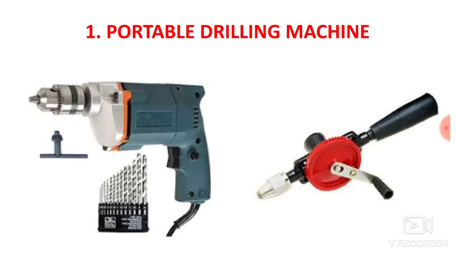The second image is nothing but a hand power drilling machine. So here you can see one handle. You have to rotate that handle so that the drill will move axially and also rotate. So for rotating you have to move the handle, and then for axial movement you have to apply some power to it. So these are nothing but portable drilling machines.